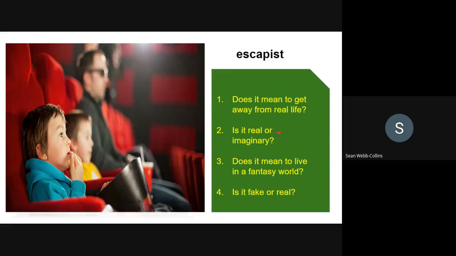Number 2, is it real or imaginary? It's imaginary. It's not real because if something is escapist, it means to get away from real life and enter a different kind of world. Fantasy world, perhaps. And number 3, does it mean to live in a fantasy world? It can be, it might not be. If something is an escapist activity, it just means anything that is not related to reality. And number 4, is it fake or real? Like we said, escapism is about escaping reality, so it's not real, it's fake or simulated.